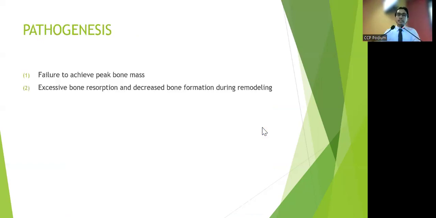If you take the pathogenesis, there are two main factors that determine this low bone mass. The first one is failure to achieve peak bone mass at the age of 30 or 35. This is mainly determined by genetic factors. The second one is the one that we can modify: the imbalance between bone resorption and bone formation. This is influenced by many external factors like hormones, drugs, nutrition, and various other compounds.